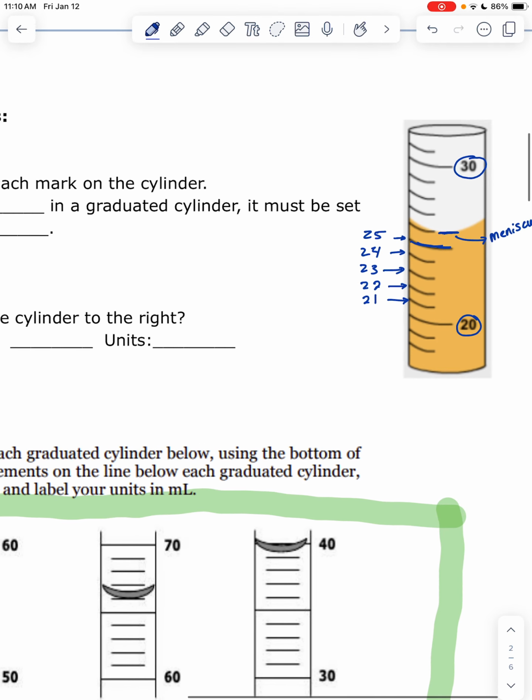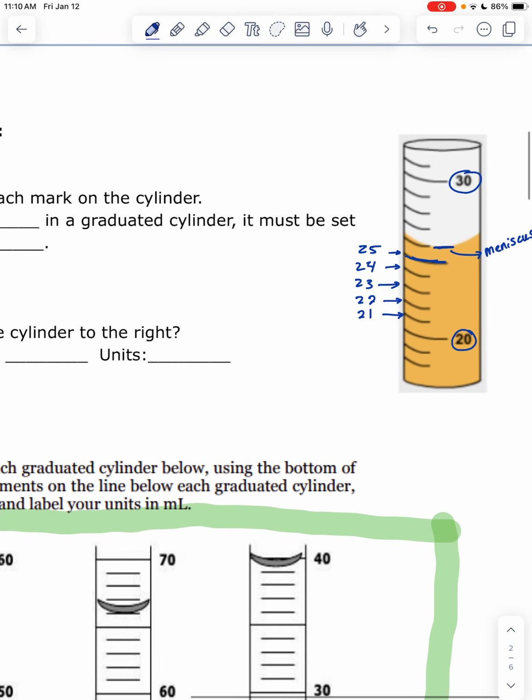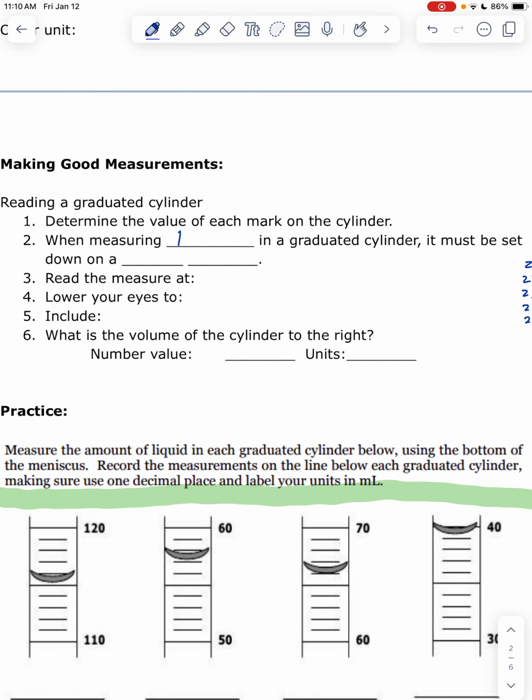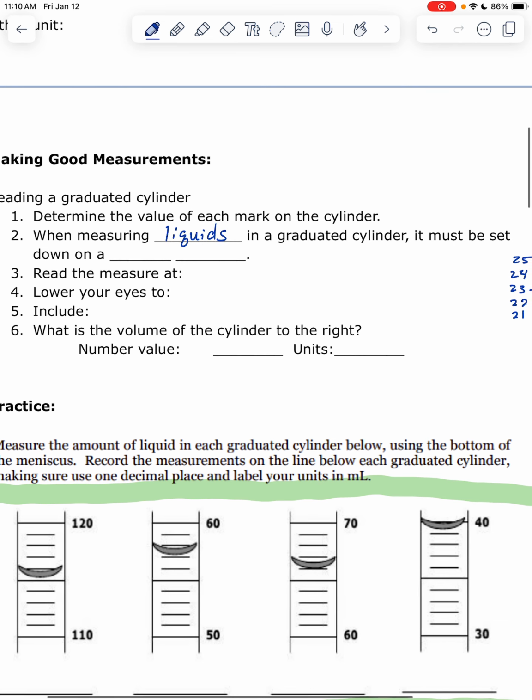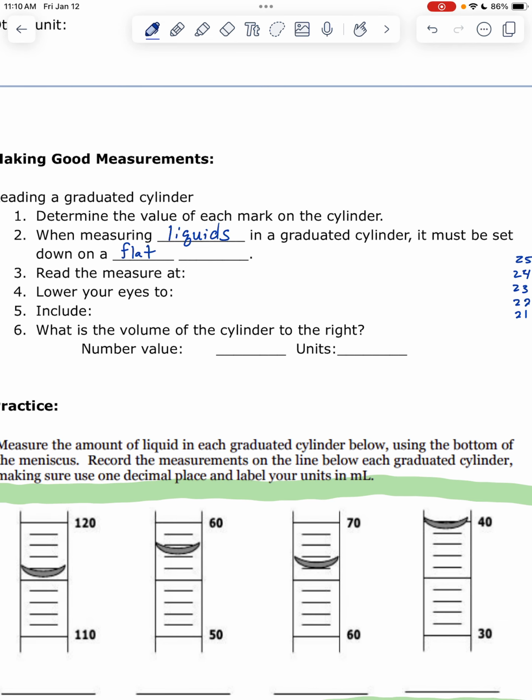So in this case, when we're making a measurement, we're measuring liquids. When measuring liquids in a graduated cylinder, you want to set it down on a flat surface or desk. Our lab tables will be just fine for that. We want to read the measure at the bottom of the curve, which we just said is the meniscus. Lower your eyes to eye level.